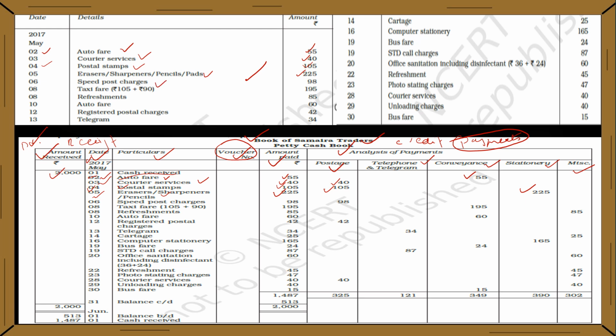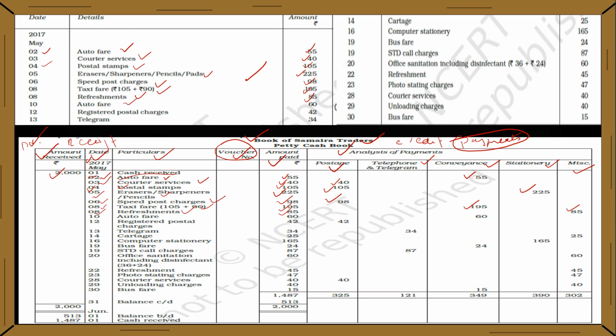Next is speed post charges of rupees 98. Fill the date column. Under the particulars, write speed post charges 98. It will go under postage. Next, taxi fare of rupees 195. Fill the date column, particulars taxi fare, amount is 195. It will go under conveyance. Refreshments of rupees 85. Write the date. Refreshments under the particulars column, 85. It will go under miscellaneous expenses.